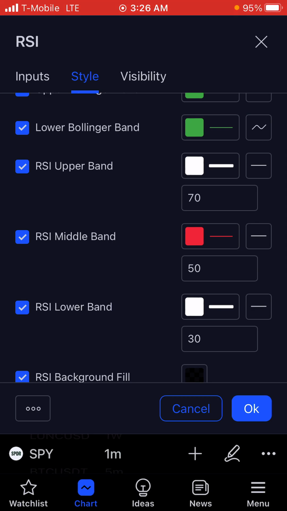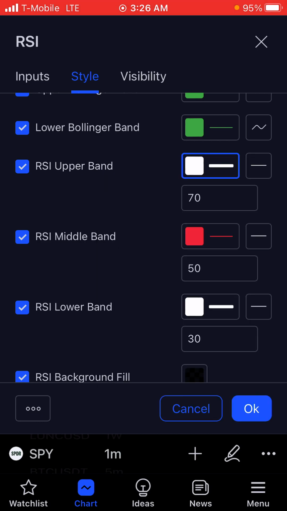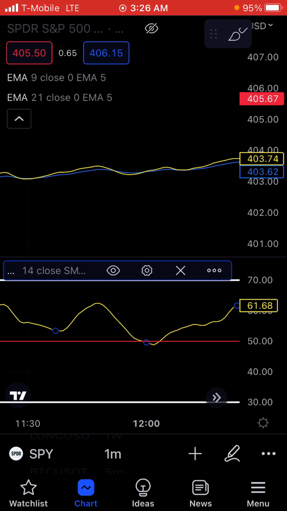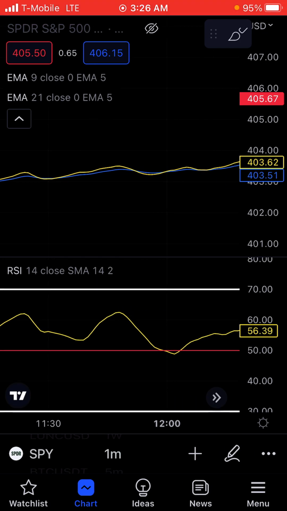The upper band I make white, and I make it thicker. I make the middle band red to distinguish where the uptrend and the downtrend is. And then of course the lower band is white, and it's thick. You can see that right here. We're not messing with the regular RSI with this strategy. We're following this. We just need this one line here.